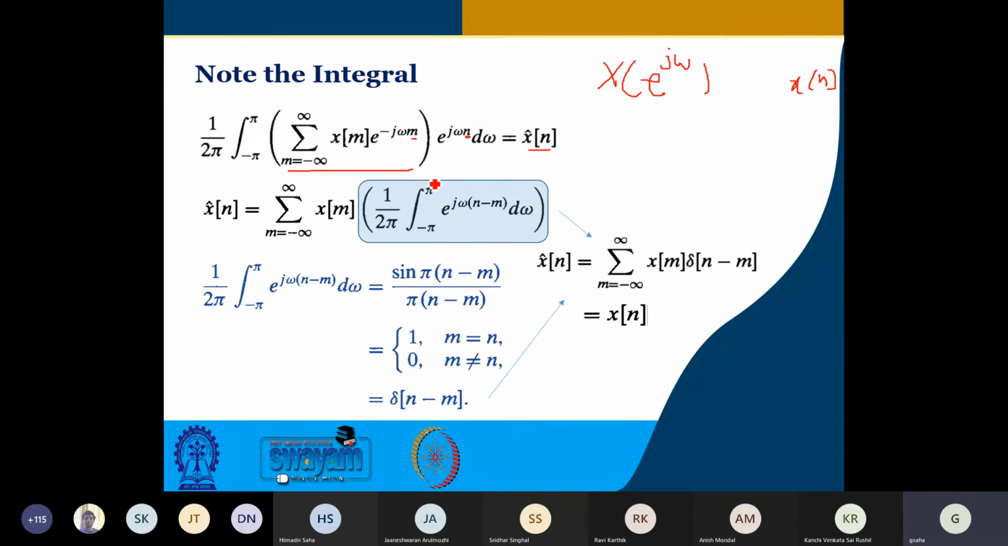So changing the order of summation, right? This is a constant term, so x of m you are bringing it out. Within the integral, this omega is there, so e to the power j omega (n minus m). Now if you look at this particular integral, this part of the integral, this is sin pi(n minus m) by pi(n minus m).